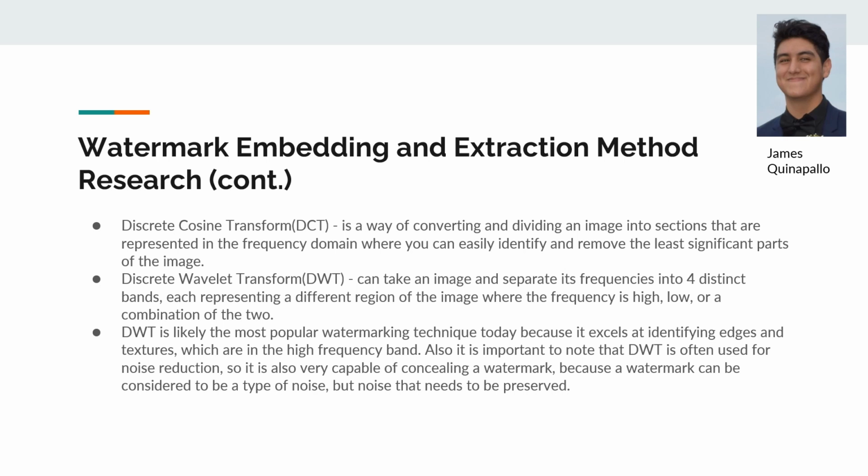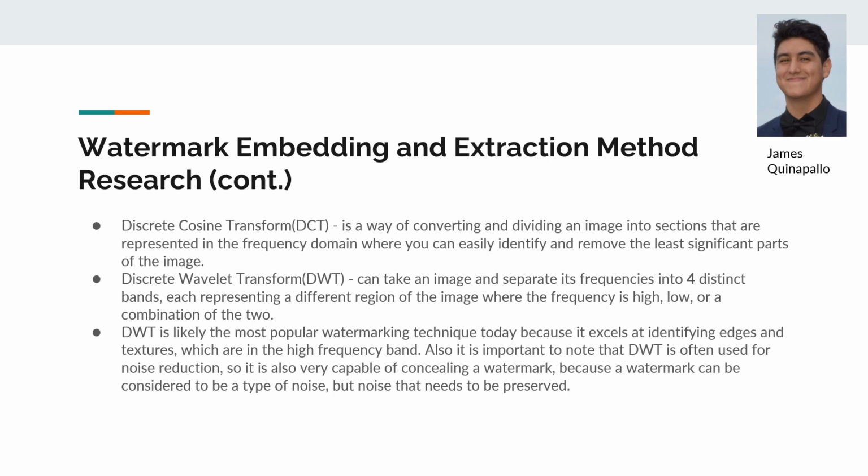Next, I would like to discuss discrete cosine transformation. DCT is a way of converting and dividing an image into sections that are represented in the frequency domain, where you can easily identify and remove the least significant parts of the image.